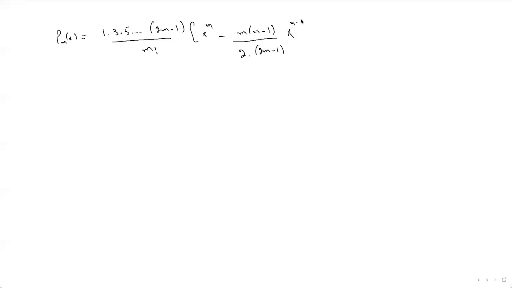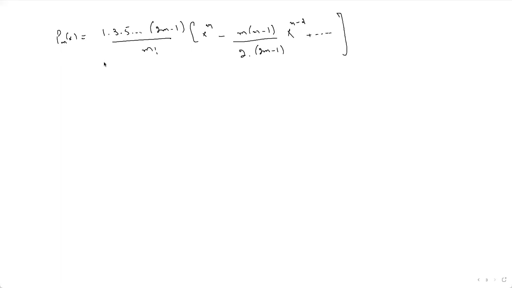Since we found this Pm of x is given by the first solution, in the first solution there is 2m minus 1, not plus. Since this Pm of x is given by 1, 3, 5, and so on up to 2m minus 1 divided by m factorial, and then x raised to power m minus m into m minus 1 divided by 2 times 2m minus 1, then x raised to power m minus 2, plus some other terms, right?